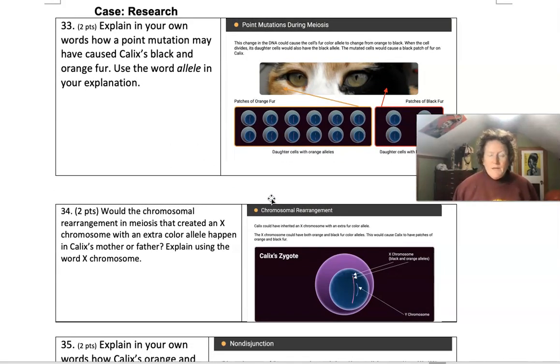Let's go over the mutations that we've looked at so far. Explain in your own words how a point mutation, in other words, a mutation in just one of the base pairs in DNA, would cause something that's orange, an orange allele, to turn into black. Just some small mutation could happen.